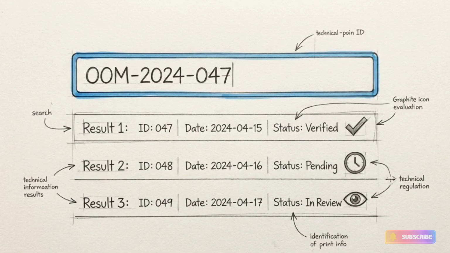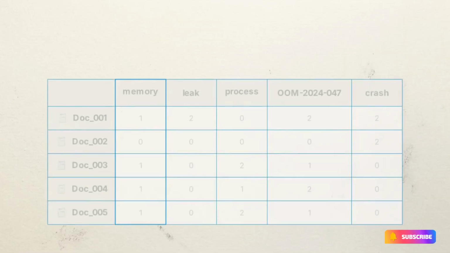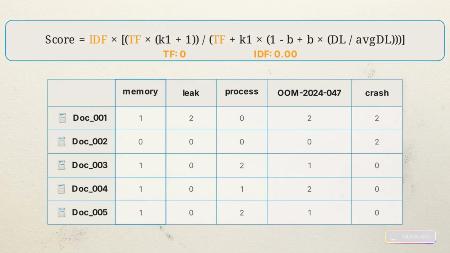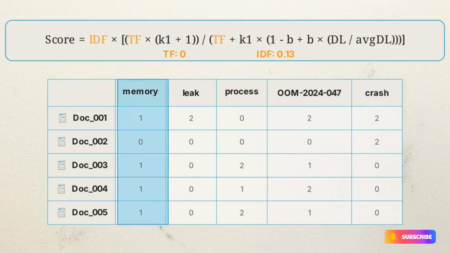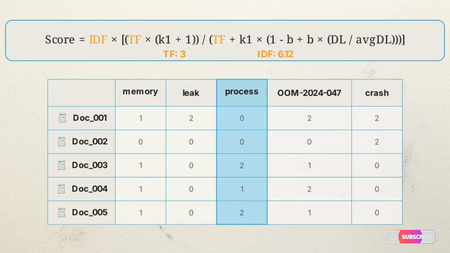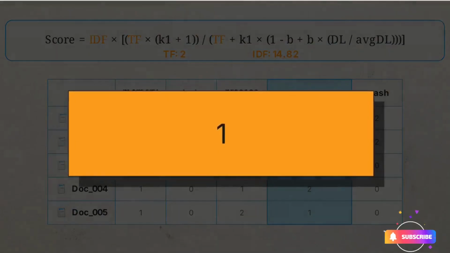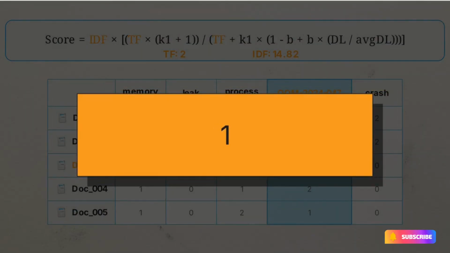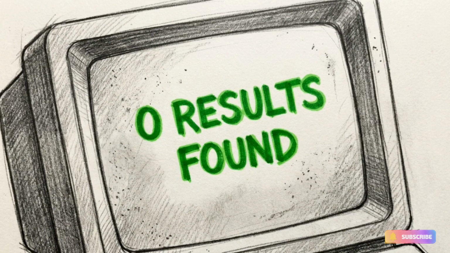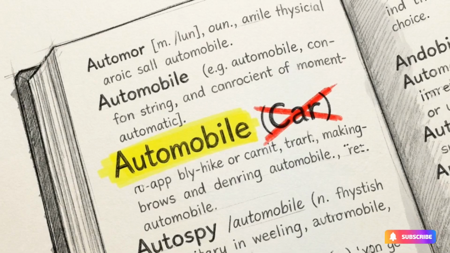To solve this, systems integrate keyword search, also known as sparse or lexical retrieval. This diagram illustrates an inverted index matrix executing a BM25 probability ranking. By analyzing term frequency and inverse document frequency, it successfully isolates and extracts the exact string OOM 2024-047. But keyword search has its own limitations. It requires exact string matches and fails entirely to understand synonyms or broader context.